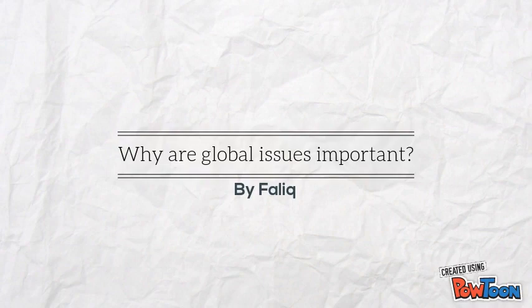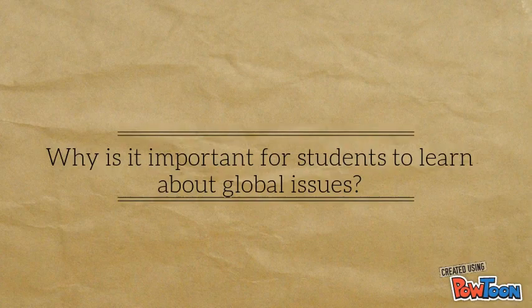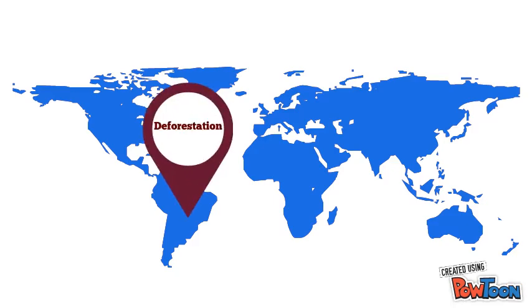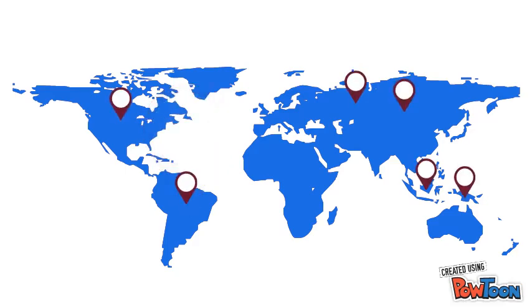Why is it important for students to learn about global issues? There are many issues around the world, one including deforestation, which occurs pretty much everywhere in the world with trees, but the main areas include Indonesia, Brazil, Papua New Guinea, and some parts of Russia.